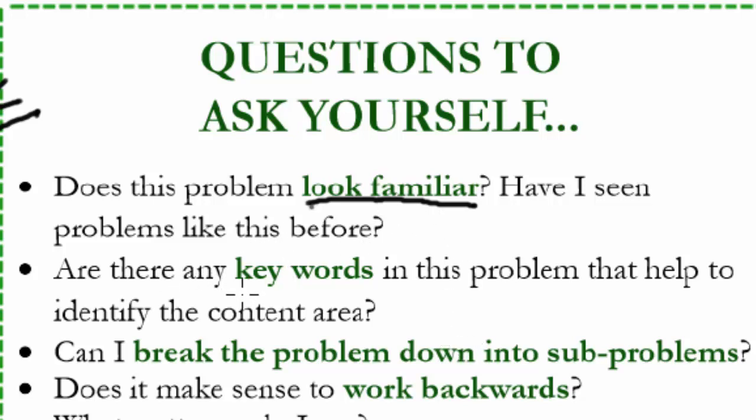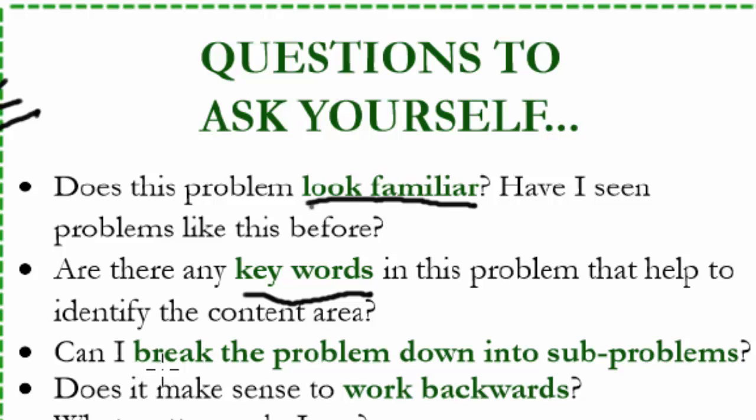All right, so the second thing is, are there any keywords in this problem that help you identify the content area? So per, right, would tell you maybe we're dealing with a proportional relationship, right? Or a unit rate relationship, right? Dollars per pound, for example, okay?